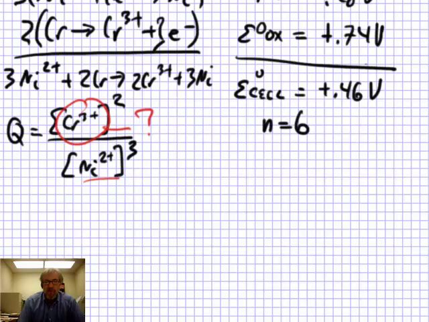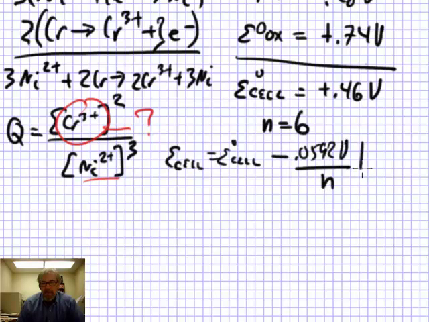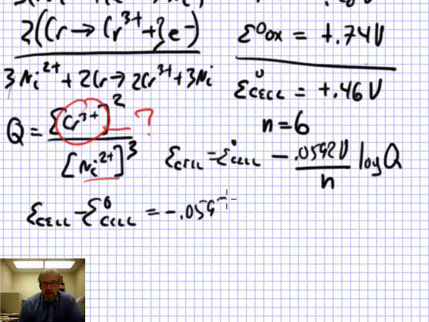Let's plug in the values that we need. Let's rewrite the Nernst equation here. E cell, the actual cell potential, is equal to the standard cell potential minus 0.0592 volts divided by N times the base 10 logarithm of Q. So it's Q we're trying to solve for. Well, if we subtract the standard cell potential from both sides, we'd find that E cell minus E naught cell is equal to negative 0.0592 volts over N times the base 10 logarithm of Q. So multiplying both sides by N and then dividing both sides by 0.0592, we get this.